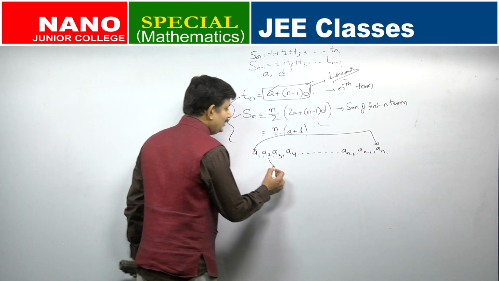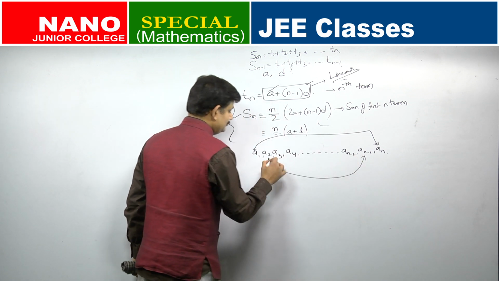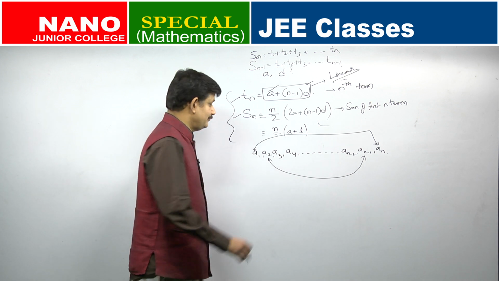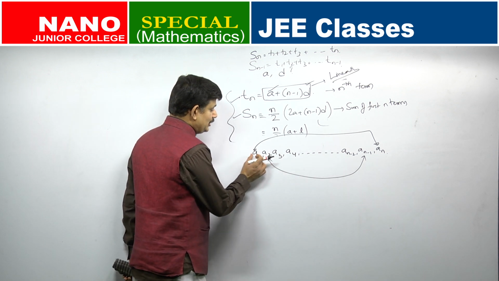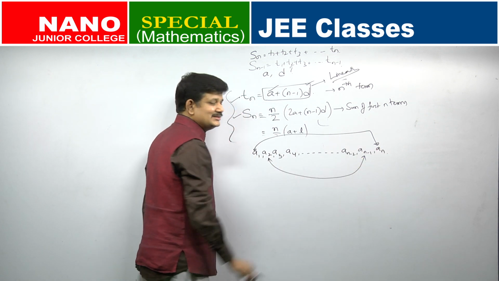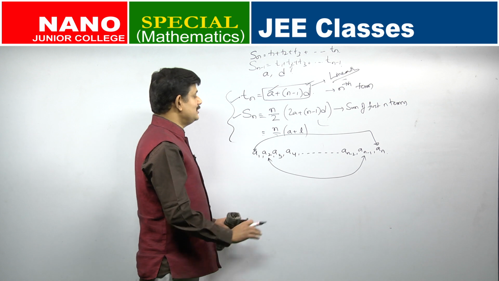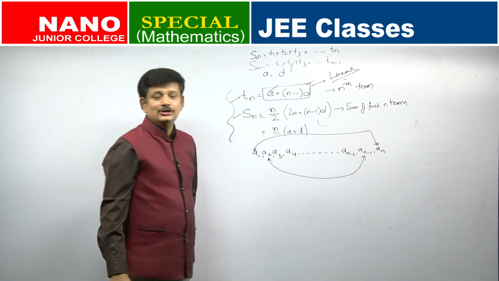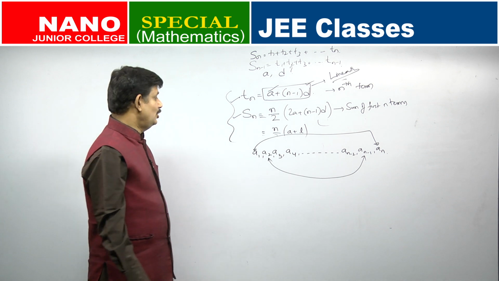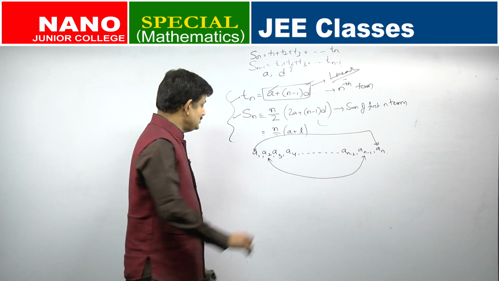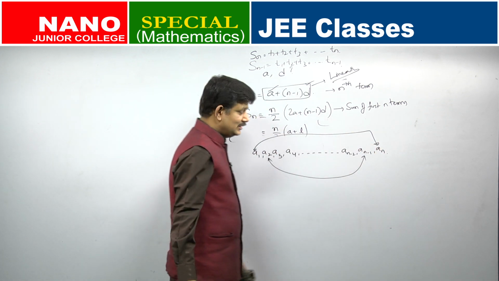Similarly, when we added A2 plus AN minus 1, that sum also came out to be 2A plus (n minus 1) into d. Why? Because A2 is d more than A1, and AN minus 1 is d less than AN. So the sum remains constant. Here I am increasing d, here I am decreasing d, so effectively the sum is remaining constant. That is the reason the sum of A2 plus AN minus 1 is the same as the sum of A1 plus AN.